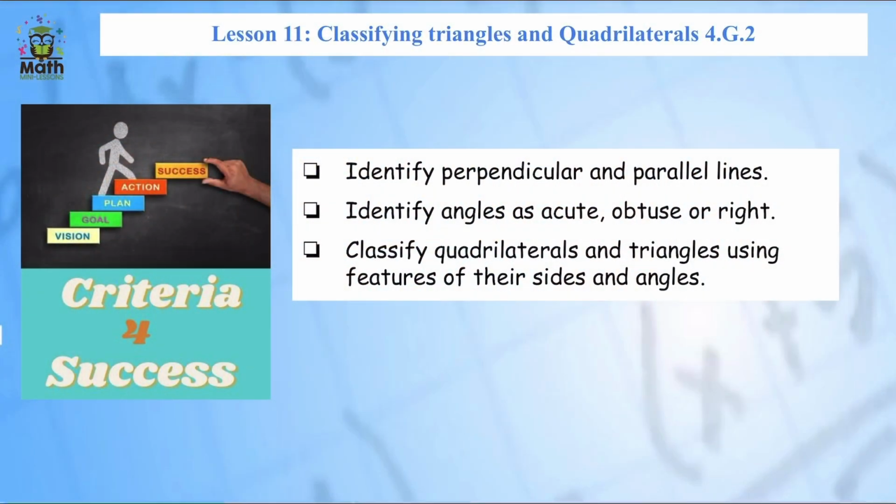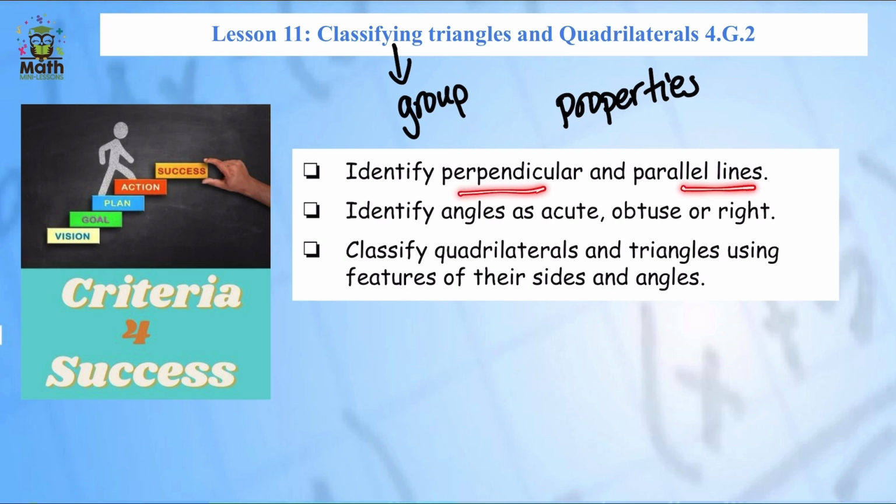It's time for another geometry lesson. And here we're going to classify triangles and quadrilaterals. In other words, we're going to group them based on their properties, things that we can see and measure in them. We're going to be able to use our lines. So when we see and recognize perpendicular and parallel lines, that is going to help us recognize certain things about triangles and quadrilaterals. We're going to be able to identify the angles by sight. So just by looking at them, is it acute, obtuse, or right? That's going to be very important for triangles. And then we're going to classify quadrilaterals and triangles using their features, their sides, and their angles.